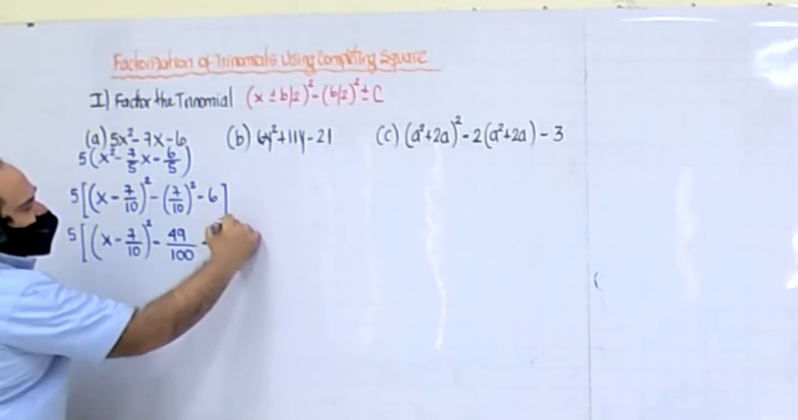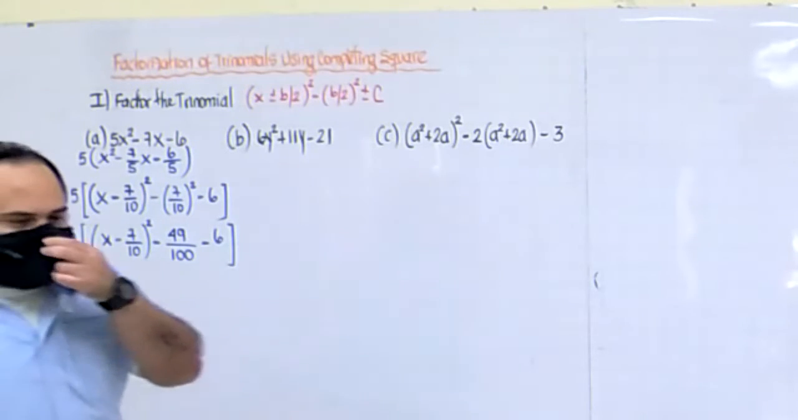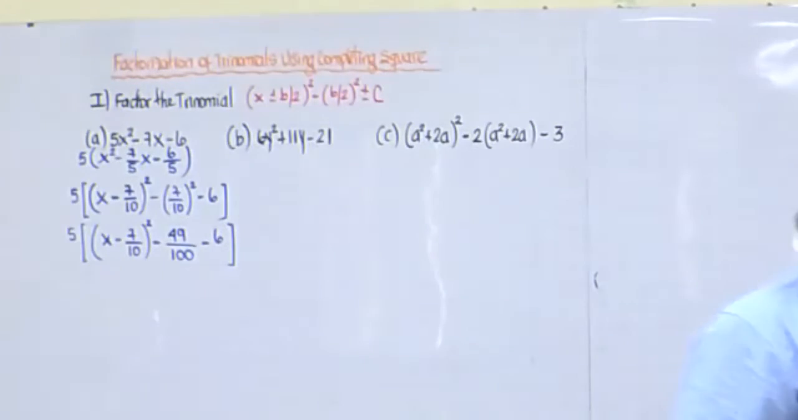minus 6. Okay. And now what will be the next step? Remember, we must combine like terms. In simple words, we must add 49/100 and 6. Remember, every time we have the same sign, the only thing we must do is add the terms and copy the same sign.